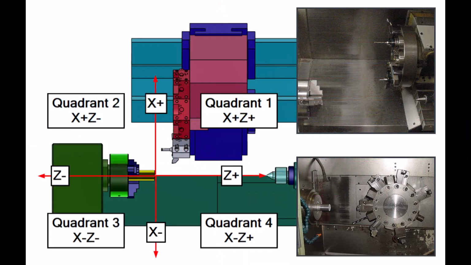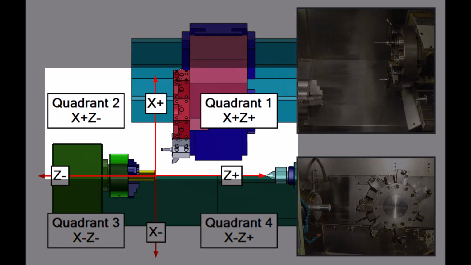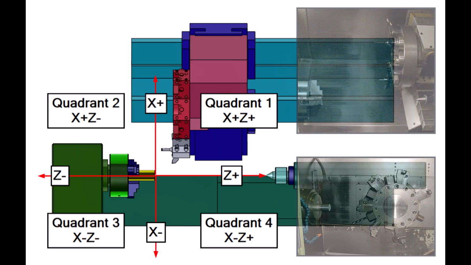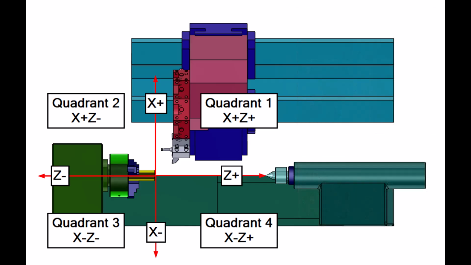Lathes where the tool turret and the cutting tools are opposite the operator, such as the one shown here, will be coded mainly in quadrants 1 and 2, with the exception being facing and parting off. As noted earlier, the X0 is the center of the spindle, which should always be the center of the part. The X-axis tool position will control the part's diameter, and Z controls the part's length.